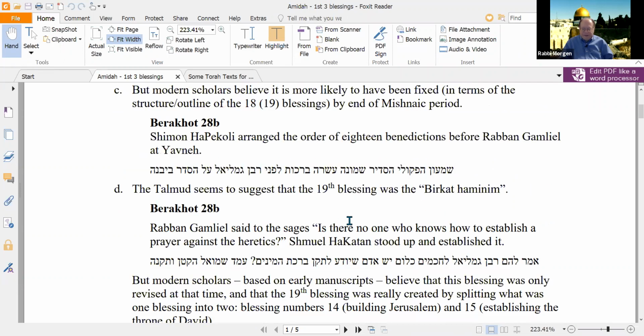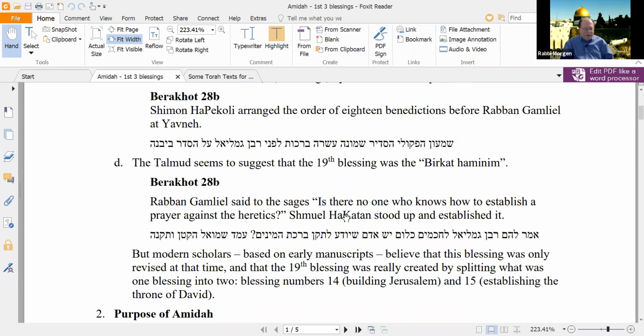Okay, Rabbi, my husband says there's 19 benedictions. Yes, right. Originally there were 18, and now there's 19. Then you have this statement from Brachot 28b, where Rabban Gamliel said to the sages, "Is there no one who knows how to establish a prayer against the heretics?" We'll talk about who those heretics are in a minute. And Shmuel Hakatan stood up and he established it.